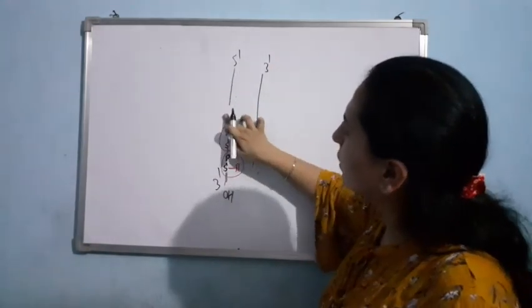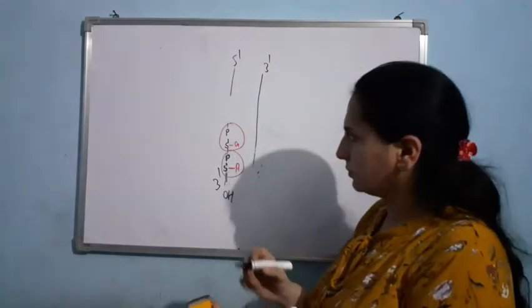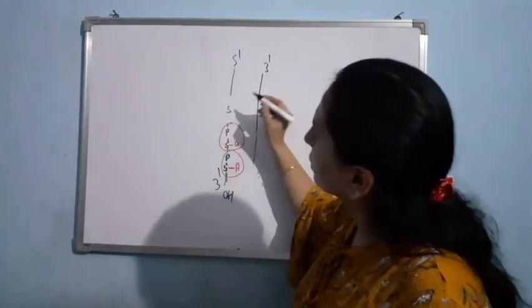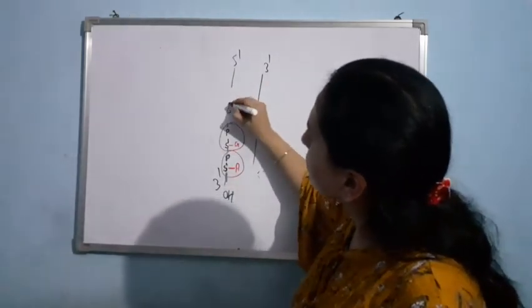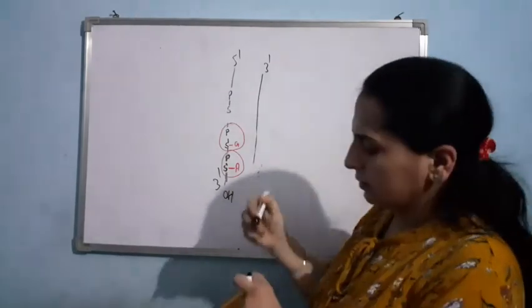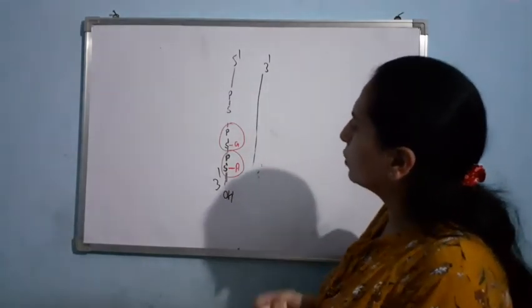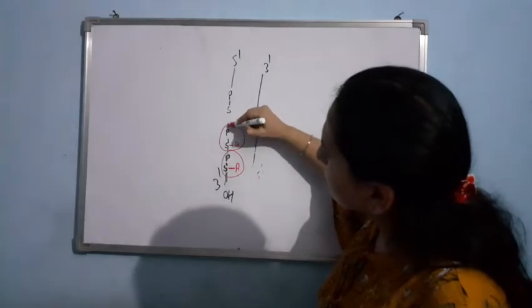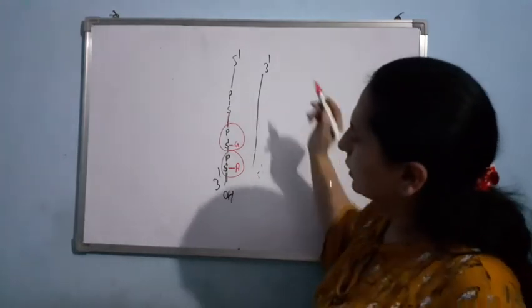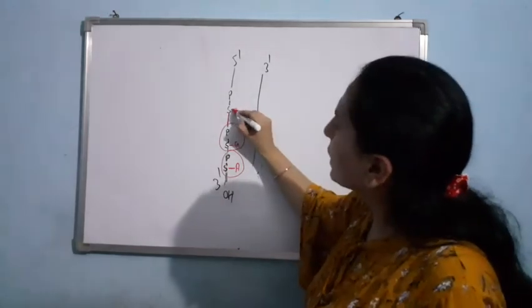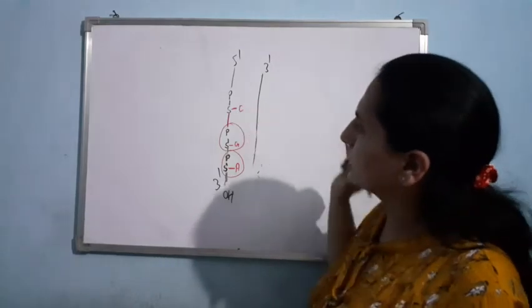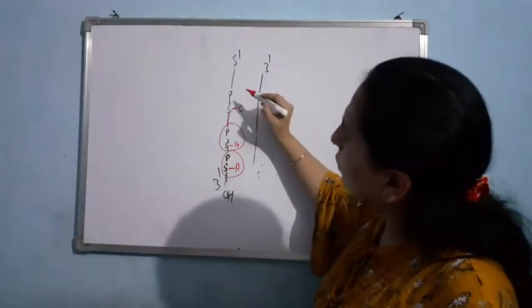Let me draw the third nucleotide. Again I am having sugar. With this sugar, a phosphate group is attached. Now this phosphate group will attach with this sugar like this. Am I clear? And here I'll be having the nitrogenous base, suppose C. This is the third nucleotide.